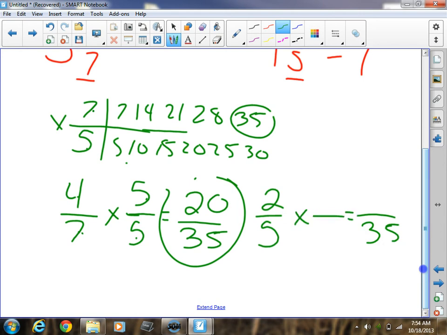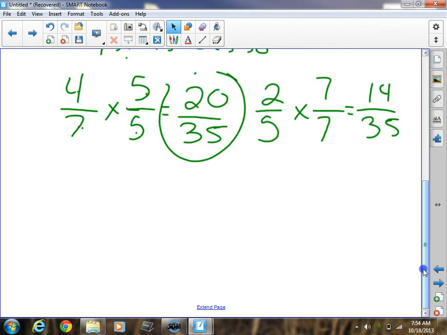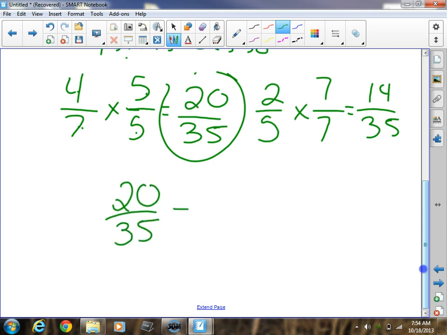So I have 5 times 7 equals 35. So 2 times 7 is going to be 14. So there I have 14 35ths. Now I can add my fractions. So I have 20 35ths plus 14 35ths.